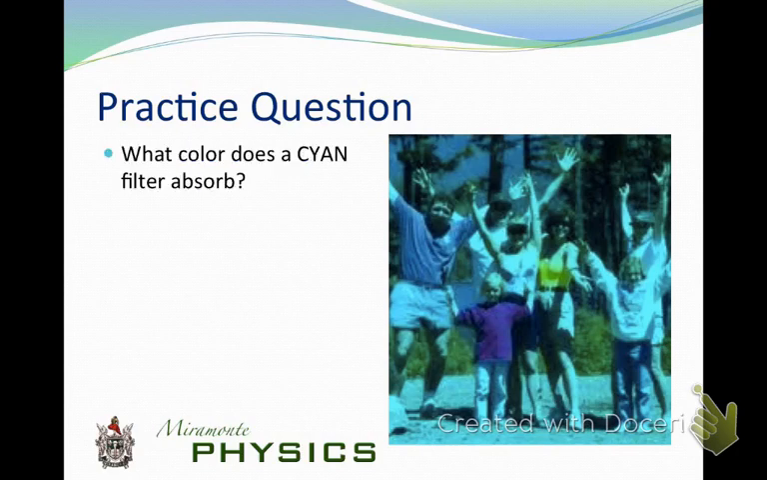So here's a practice question. What color does a cyan filter absorb? A cyan filter is going to let through cyan, which is a combination of blue and green. So what does it absorb? Red. Okay? One of the really cool things, you know what cataracts are, right? Cataracts is a condition you get when you're older, in your 60s and 70s, and you get this kind of yellowing of your lens, and it gets hardened, and it gets so thick that you can't really see through it.